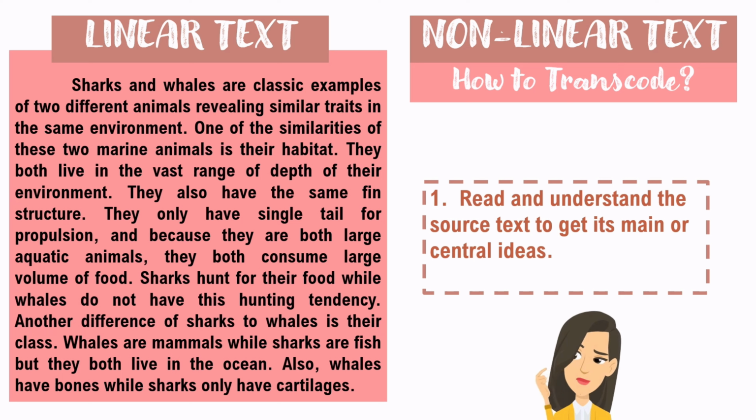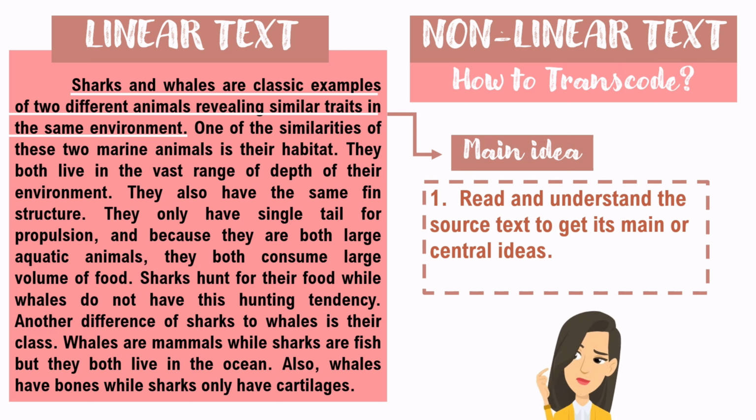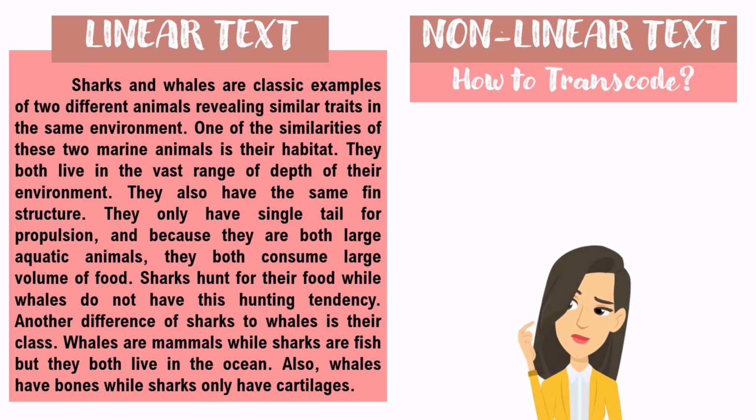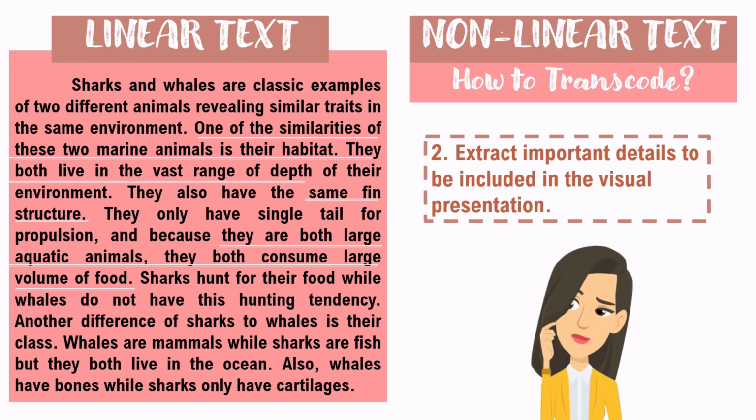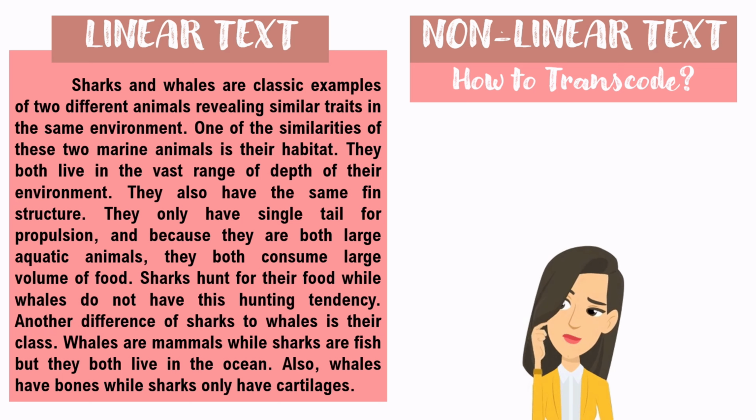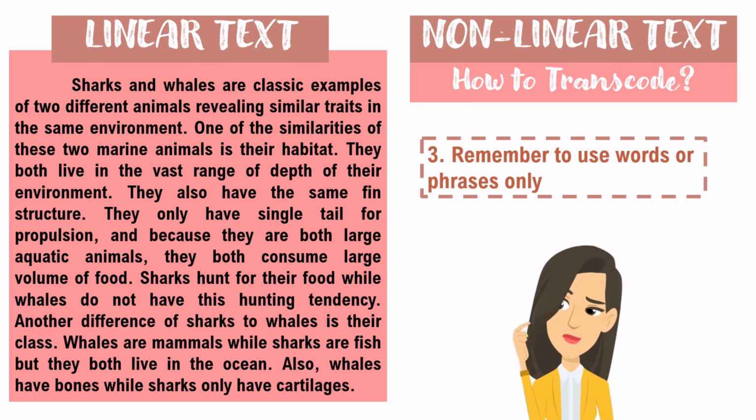Step 1. Read and understand the source text to get its main or central ideas. In these linear texts, the main idea is sharks and whales are classic examples of two different animals revealing similar traits in the same environment. Step 2. Extract important details to be included in the visual presentation. Step 3. Remember to use words or phrases only. That's why, from long sentences, you can just get the important words from them.